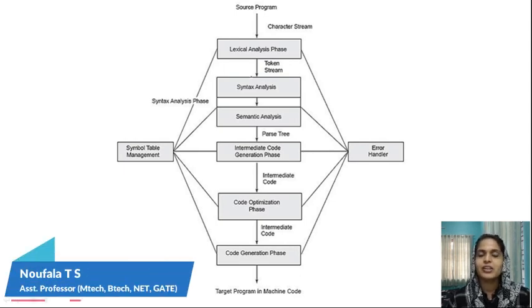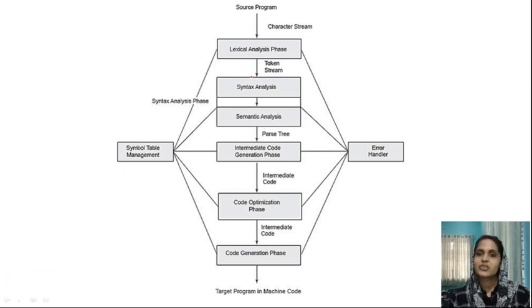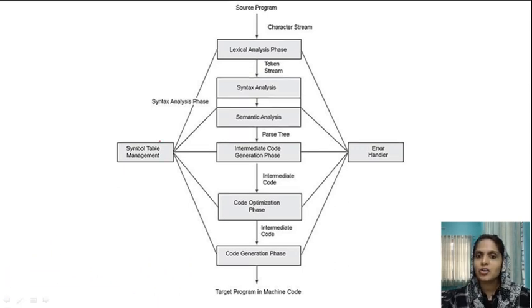In this video, we'll be going through the different phases of a compiler, or we can say the structure of a compiler. The block diagram given here represents the different phases of a compiler. Here you can see the compiler is divided into 6 different phases: the lexical analysis phase, the syntax analysis phase, semantic analysis, intermediate code generation phase, code optimization phase, and finally the code generation phase.